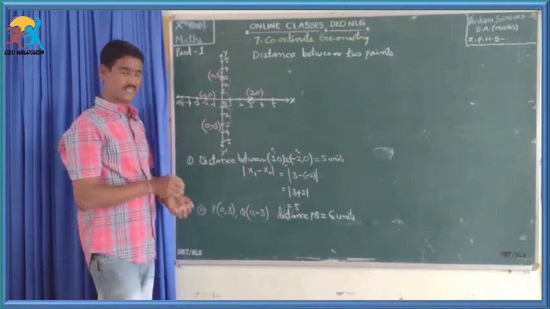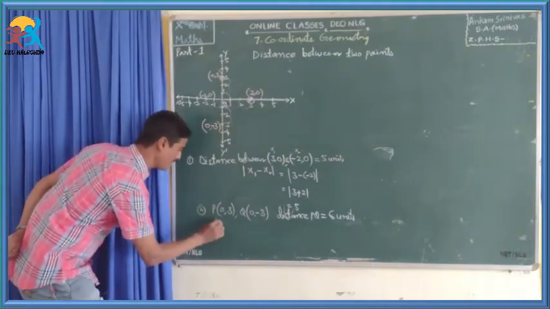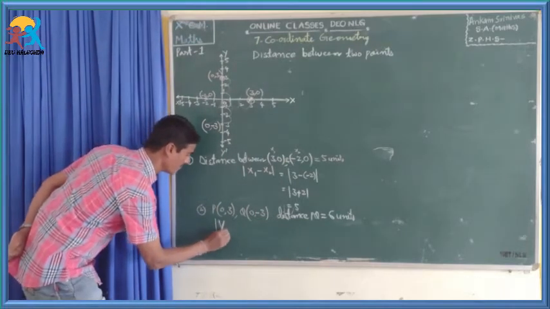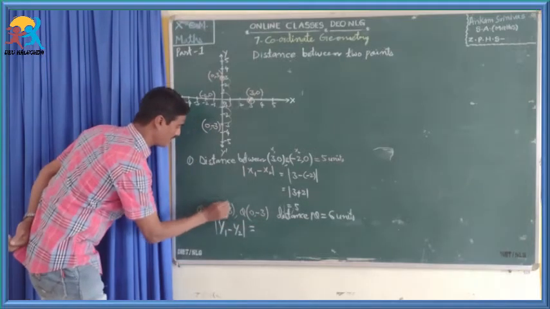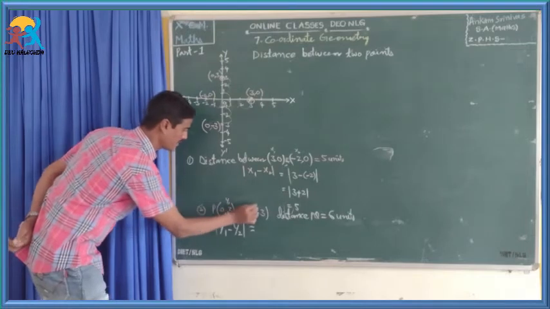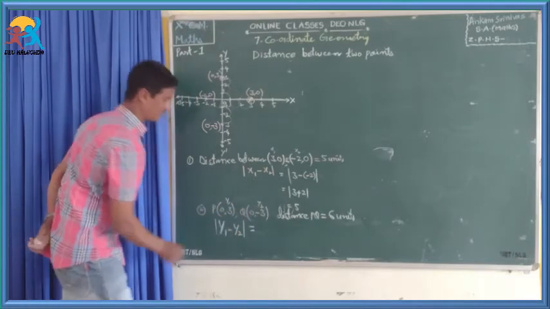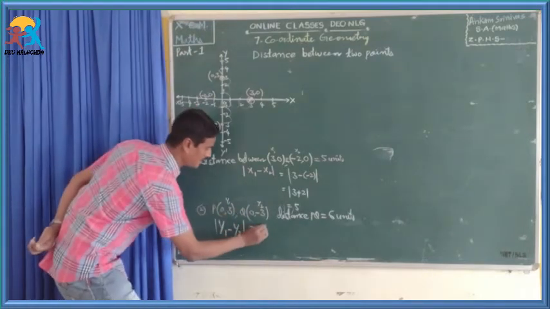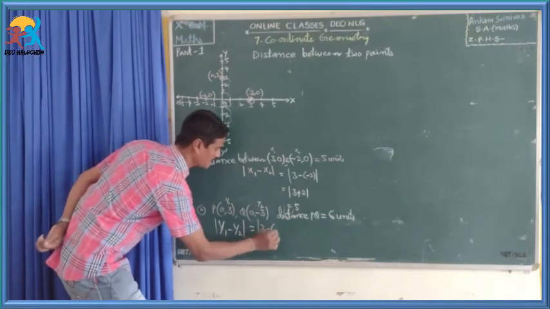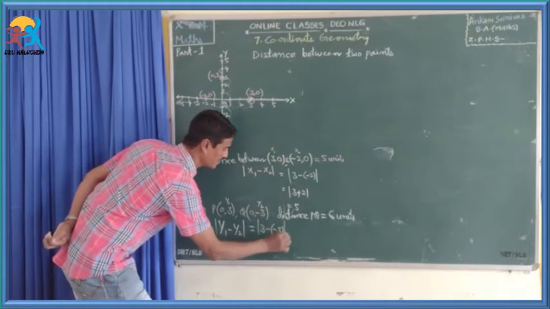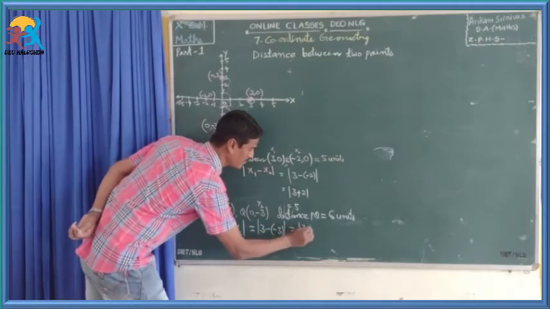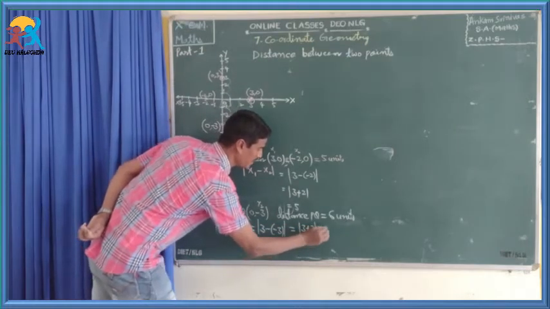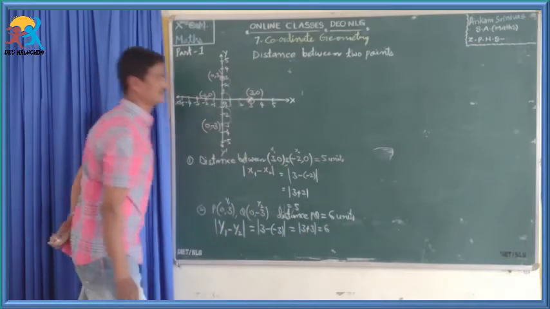How to get this formula? The same way: y1 minus y2, where this is y1 and this is y2. So here, mod of 3 minus (-3). So we will get 3 plus 3, equal to 6.